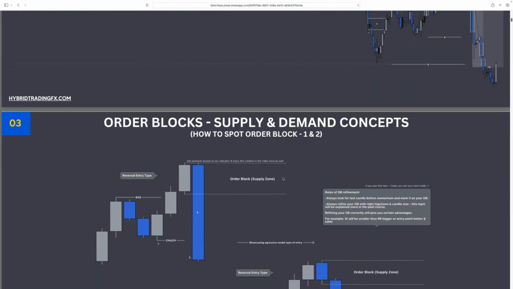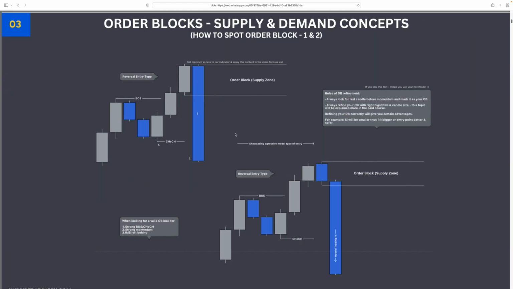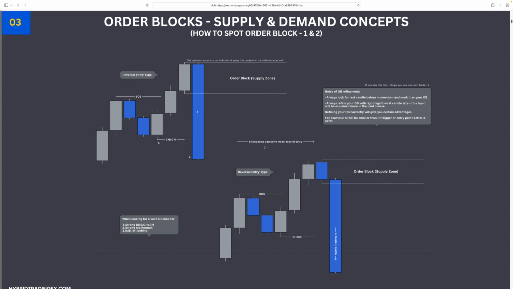Okay, so let's move on to another example where I'm going to speak about order blocks. So how to spot an order block, and what are order blocks basically. So guys, again, this is the reversal type of entry, and we have here two examples. So we have an example of the first reversal.